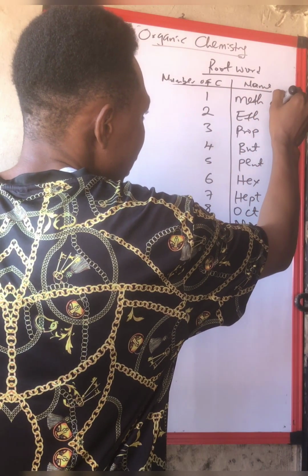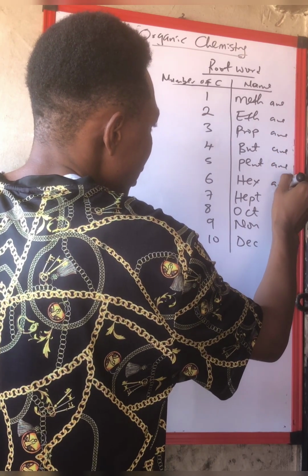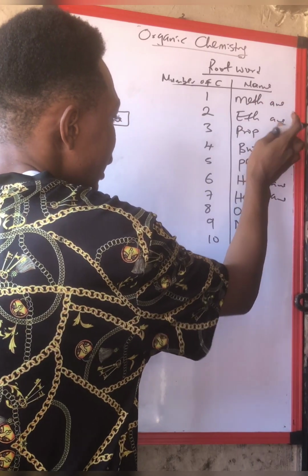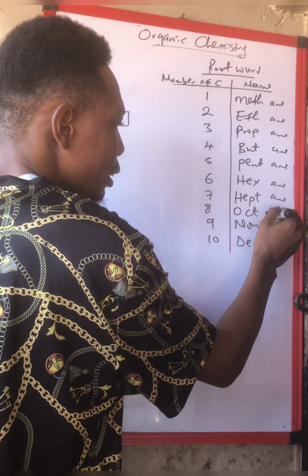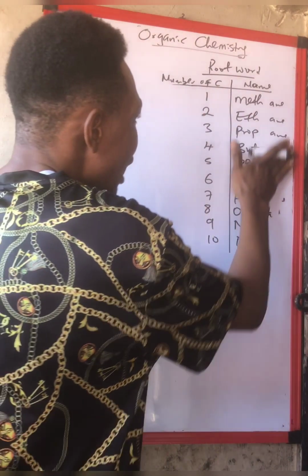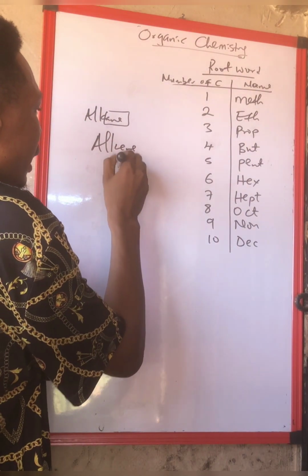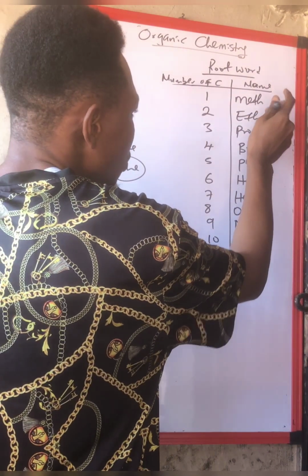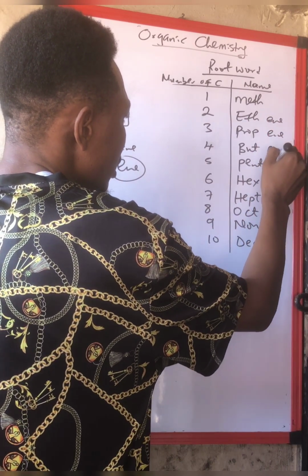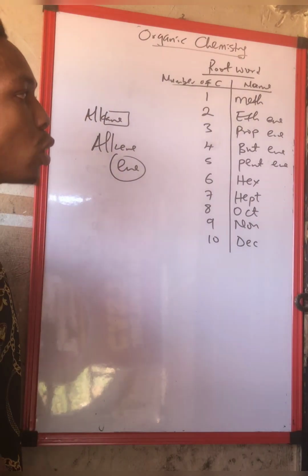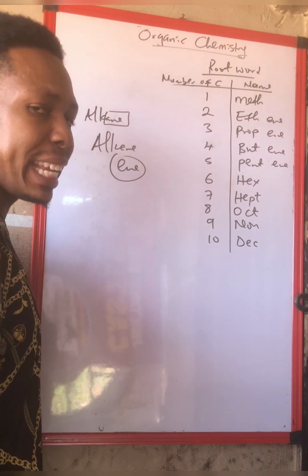It becomes methane, ethane, propane, butane, pentane, hexane, heptane, octane, nonane, and decane. Now, if it's alkene family, the parent name ends with E-N-E. It's just for you to be adding E-N-E, though alkene starts from number two. It becomes ethene, propene, butene, pentene, hexene, heptene, octene, nonene, and decene.